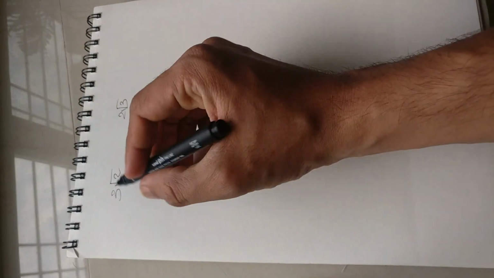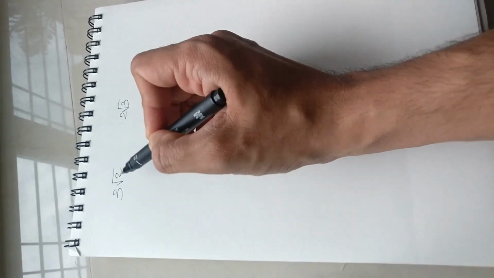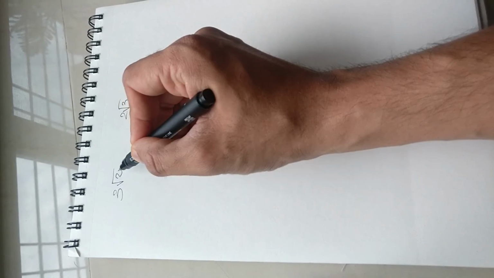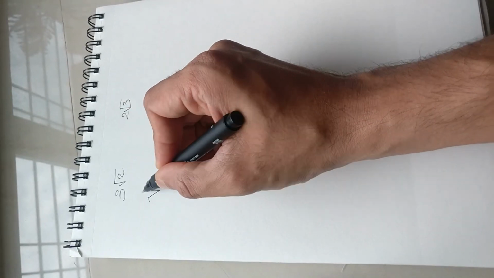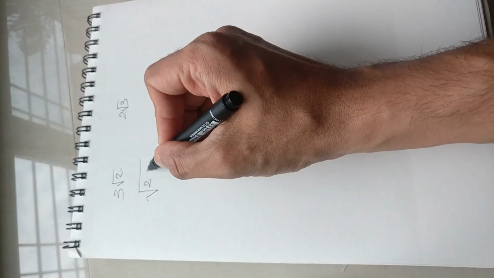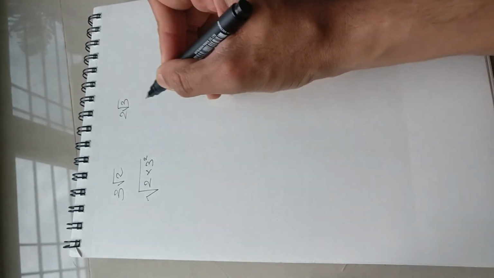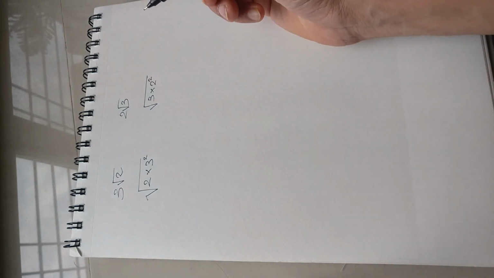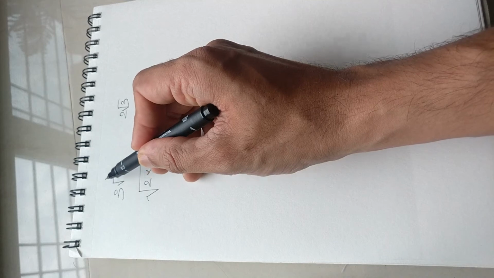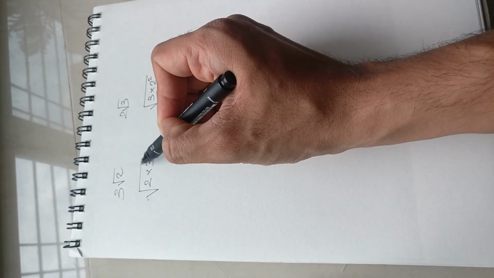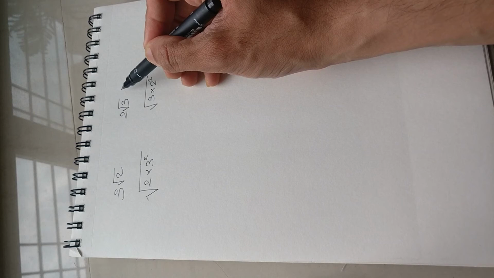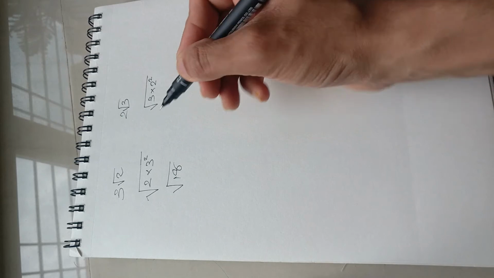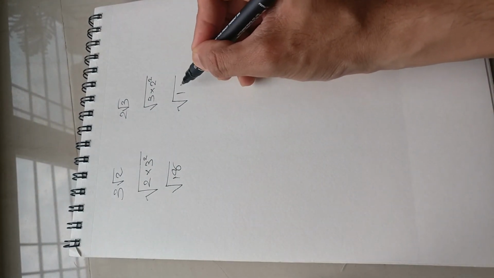Now, to compare them, you must convert this simplified irrational number into a surd. It means you need to take this 3 inside the root. How to do that? So you write 2 multiplied by 3 square and you write 3 multiplied by 2 square. So whenever a number goes back into the square root, it becomes square. So this becomes 2 into 9, 18. This becomes 3 into 4, 12.